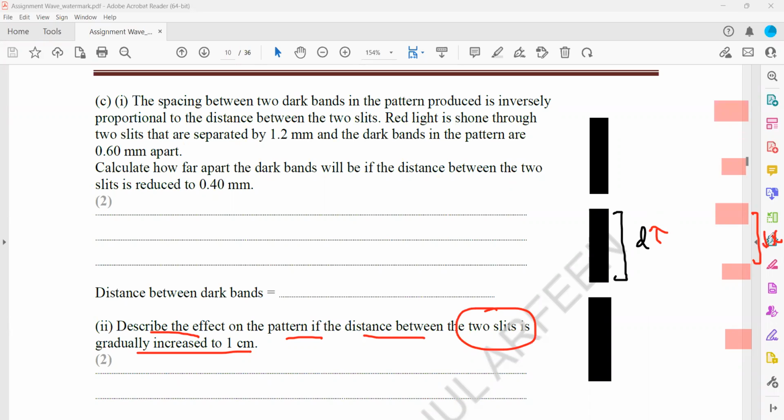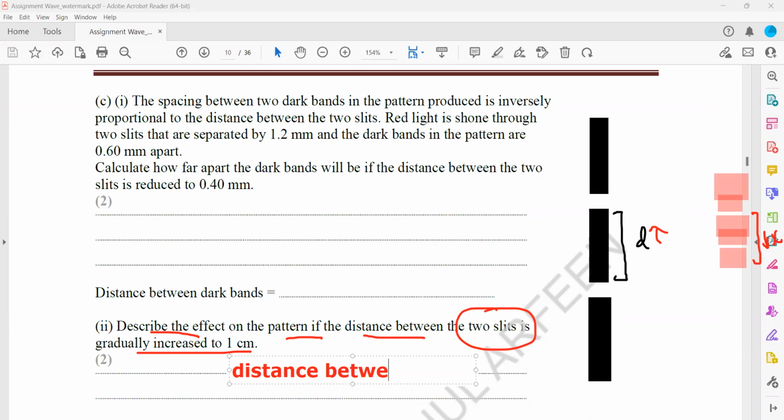So the fringes will come closer, so the gap will become narrow. These fringes will come closer to each other, and eventually they will overlap. All these fringes will come very close to each other, and eventually there will be overlapping between them. So you have to mention that the distance between the lines decreases, and eventually they will overlap.